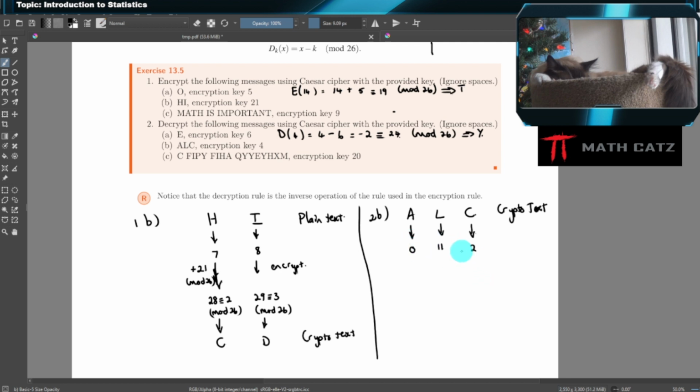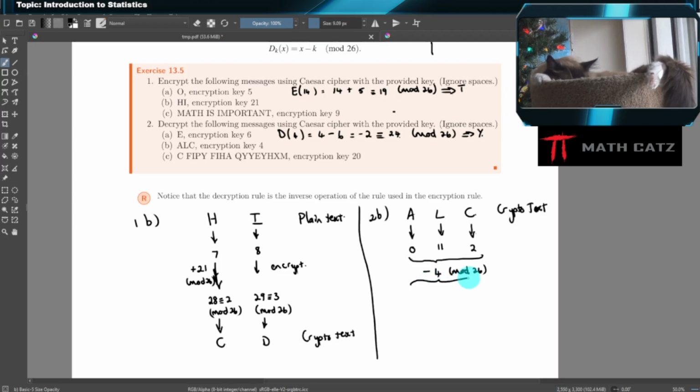So this is the encrypted text values. We now have to subtract our key of 4, and we have to do that mod 26.